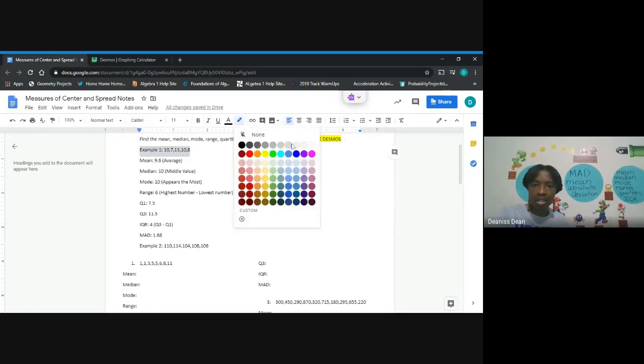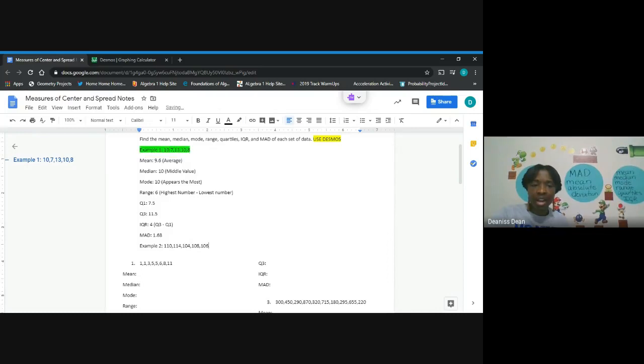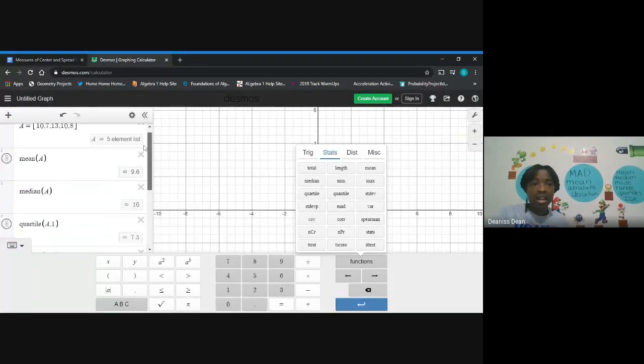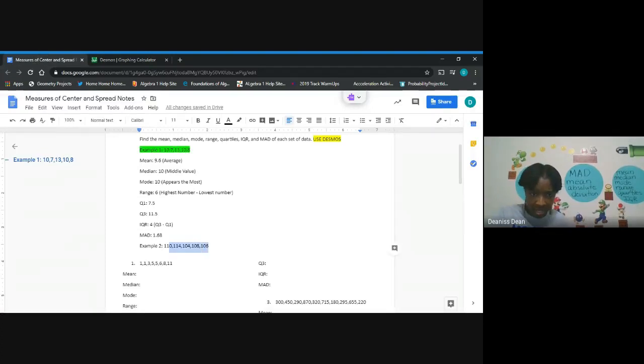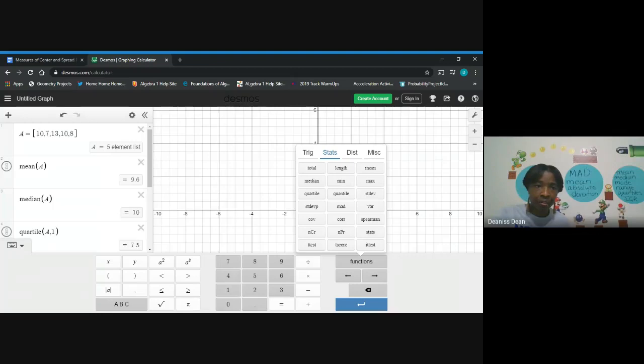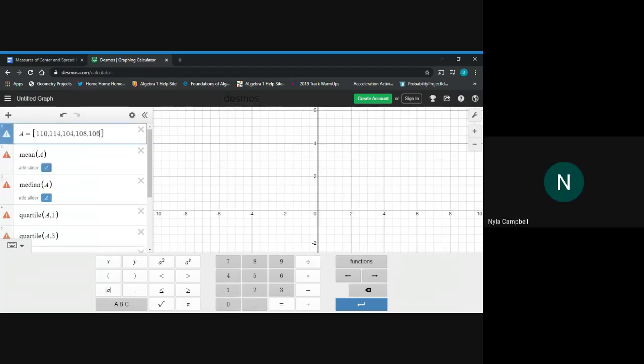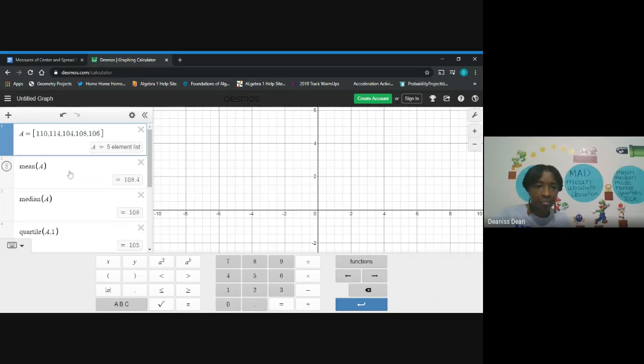I'll highlight this one. We'll go with green. All right, example 2, we're going to be doing the same stuff. I'm just going to change my data set right here so I don't have to go through and type all that stuff over again. And I would suggest you do that to make it a lot easier on you when you're doing these calculations. So my new data set is going to be 110, 114, 104, 108, and 106. I'm just going to copy that into Desmos.